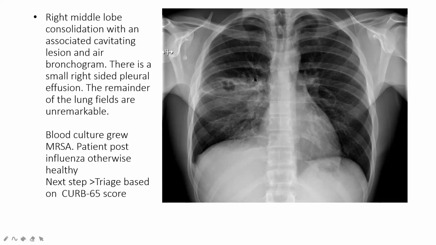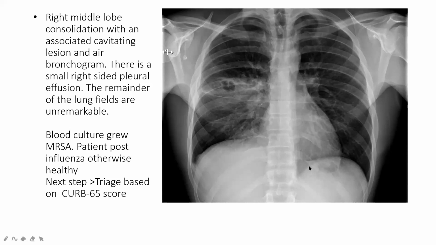So as you can see, there is an area of increased density in the mid-zone of the right lung. We can see some cavitating lesions, some air bronchogram in it, which basically means the airway is patent and the lung, or that lobe, is not collapsed. There is a small right-sided pleural effusion.